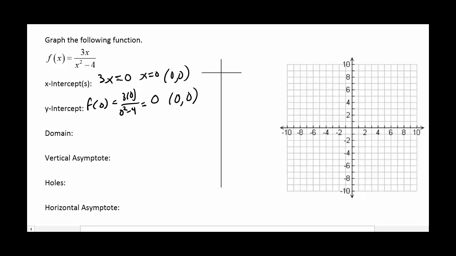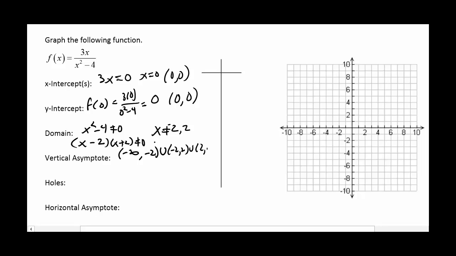Yay. Domain. Okay, so I'm going to look at the denominator and figure out what's going to make that 0. That would be x minus 2 and x plus 2. So I know I can't have negative 2 and 2. My domain statement is kind of long, but it's going to look like negative infinity to negative 2, union negative 2 to 2, union 2 to infinity.